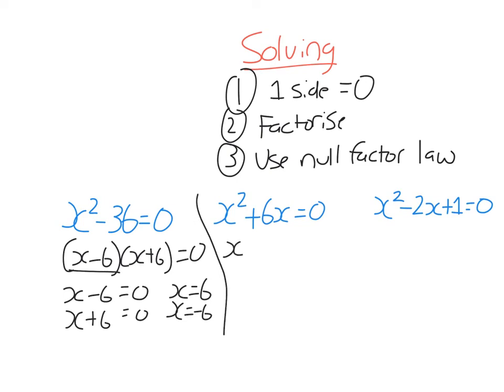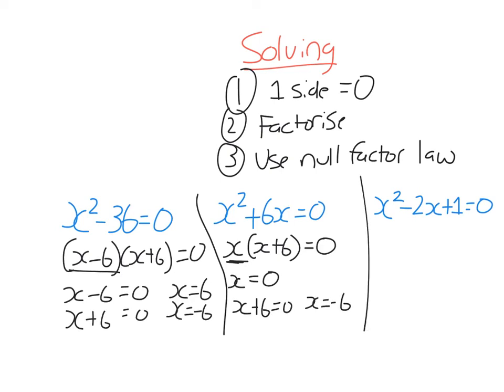So in the second one, it's highest common factor. So we factorize it. Now the null factor law says either the first thing is equal to 0 or the second thing is equal to 0, and that would mean x is minus 6. So once again, there are two solutions, x equals 0, x equals minus 6. If you substitute each of them into this equation, it makes it a true statement.